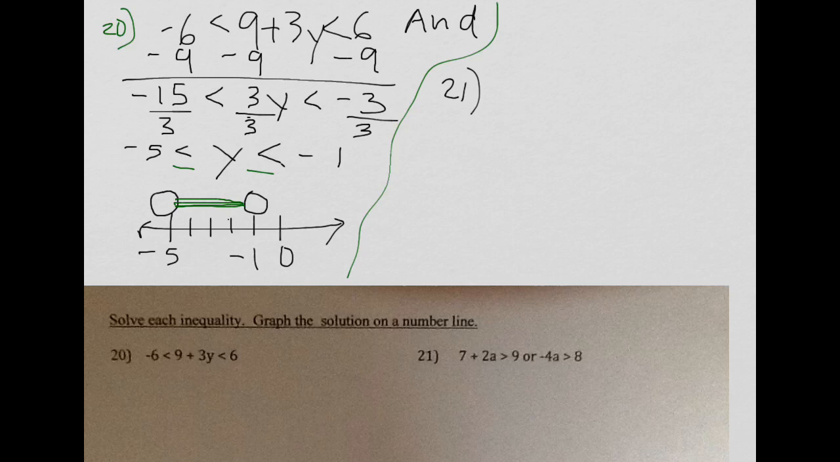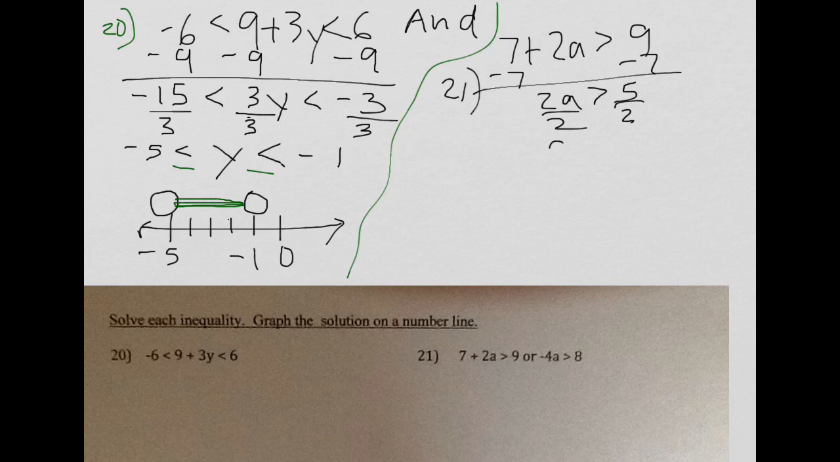So here I have a compound inequality with "or." So I'm going to go ahead and do both of them separately, solve them, and graph them on the same number line. So let's do this one first. Subtract 7. 2a is greater than 9 minus 7 is 5. Divide by 2. A is greater than 2.5.